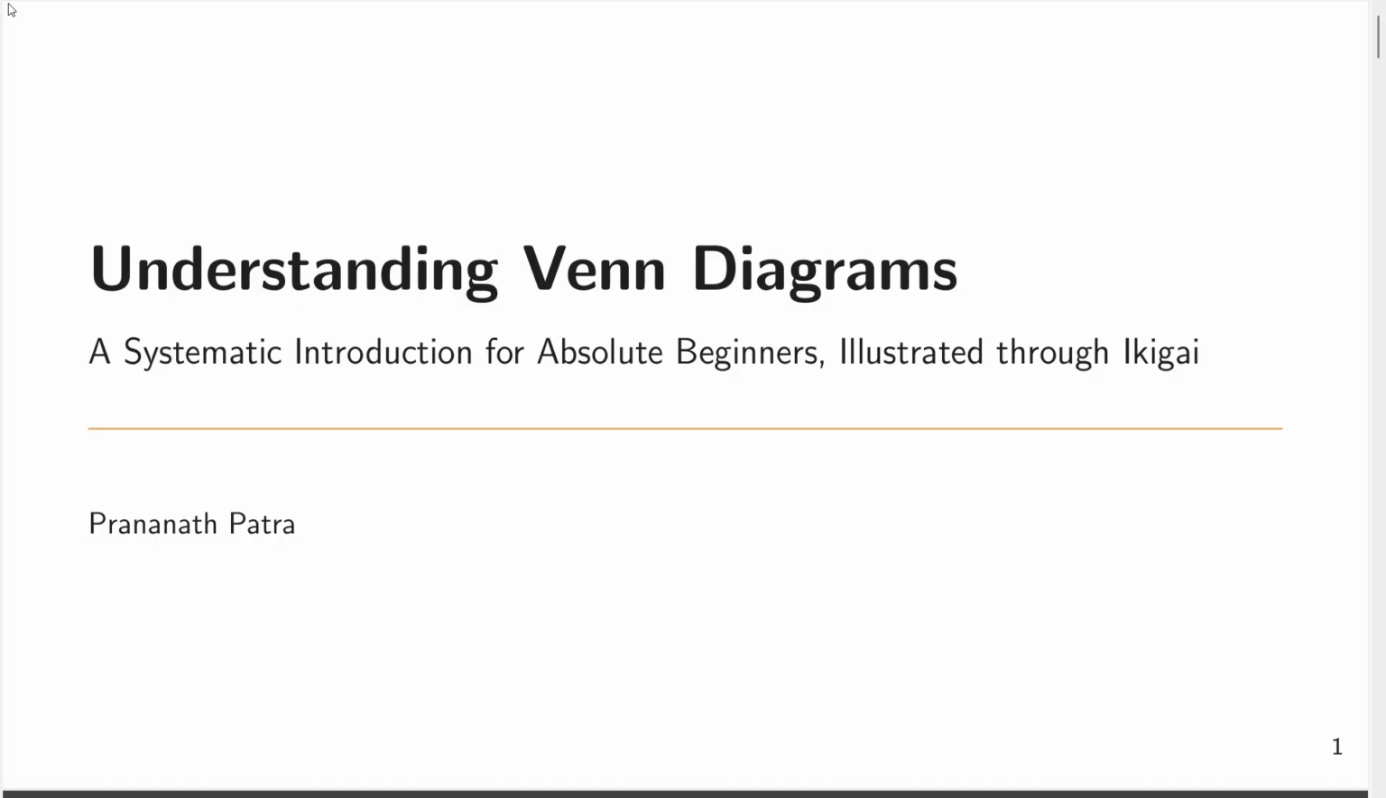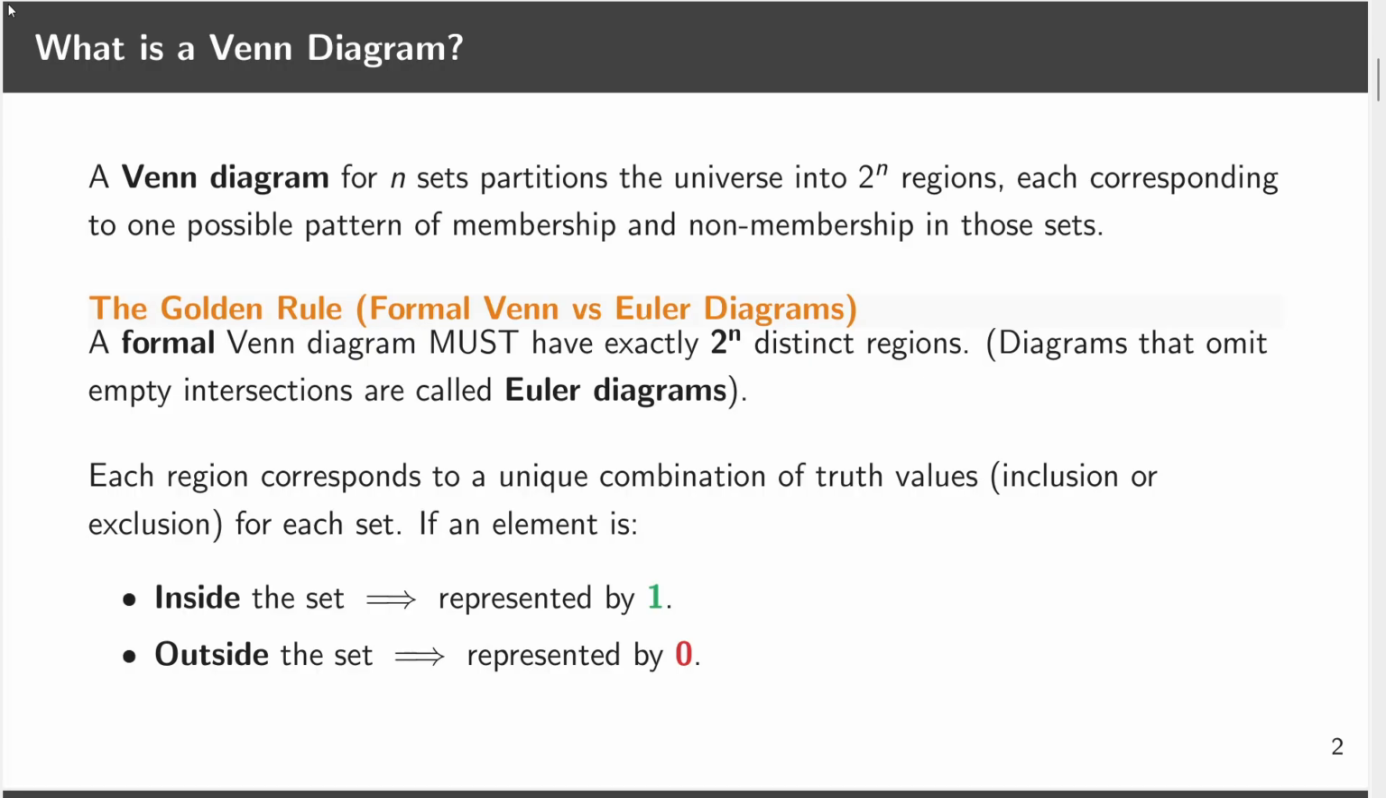So, what is a Venn diagram? Let's start with the formal definition, and then we'll unpack it together word by word, because it sounds a little intimidating at first, but I promise it becomes very natural. Here it is. A Venn diagram for n sets partitions the universe into 2 to the power of n regions, where each region corresponds to one possible pattern of membership and non-membership in those sets. Okay, let's slow down and talk about what every part of that actually means.